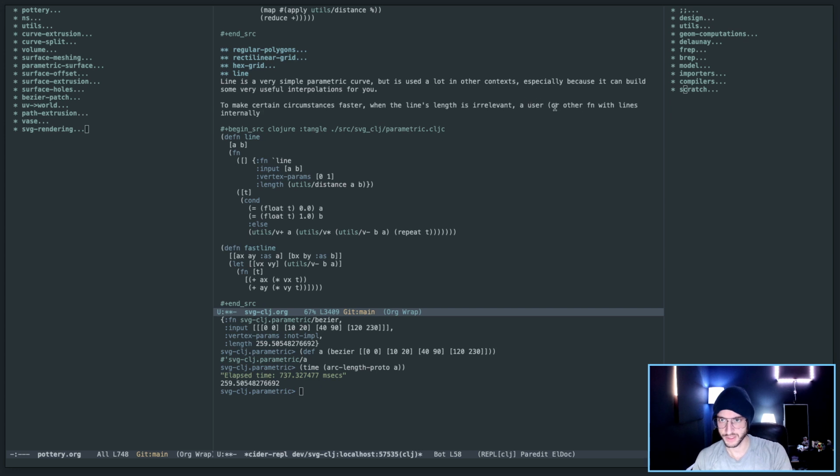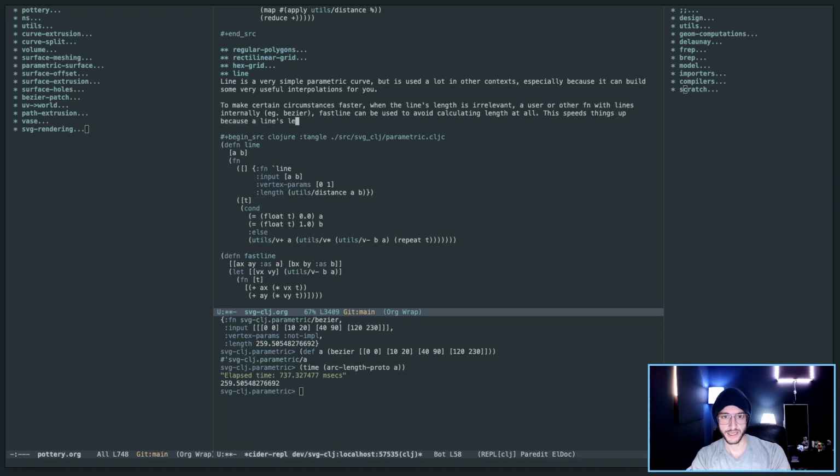You know what? Why do I put this in a parenthetical? Example, Bezier. Fastline can be used to avoid calculating length at all. This speeds things up because a line's length uses math square root, which is fast enough but slows down when doing lots of calculations.